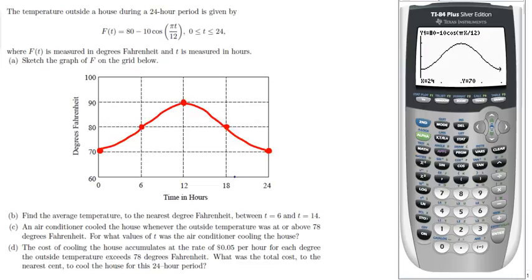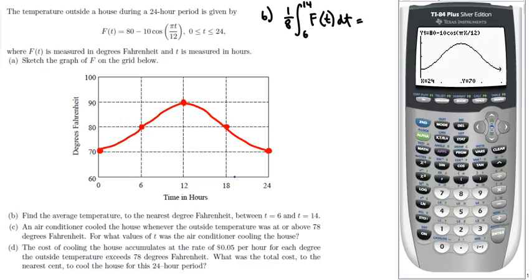Second, find the average temperature to the nearest degree Fahrenheit between 6 and 14. We say that the average temperature, average value of a function, is the integral divided by the interval. And remember, for calculator problems we have to set up the expression mathematically, not how we put it into the calculator, but mathematically, and then we use the calculator to find the answer, and we only need those two parts.